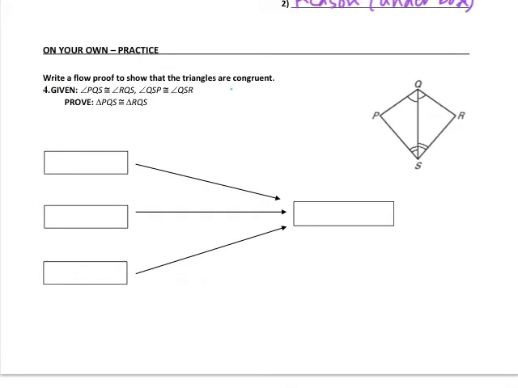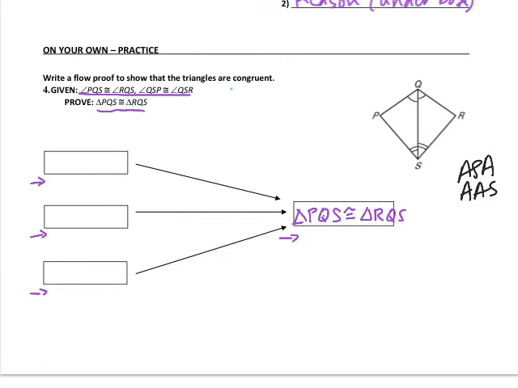Alright, I'd like you to take a look at the on your own problem. Just remember that you have to give a reason underneath each of these boxes when you're working. The information that's given is right here, so that can go in the first couple of boxes. And then what you're trying to prove, which is triangle PQS is congruent to triangle RQS, can go in the last box. And of course, you want to tell me which congruence theorem you are using, and I'll give you a couple of choices. Is it going to be ASA or is it going to be AAS? Those are the only two that I would like you to pick from.